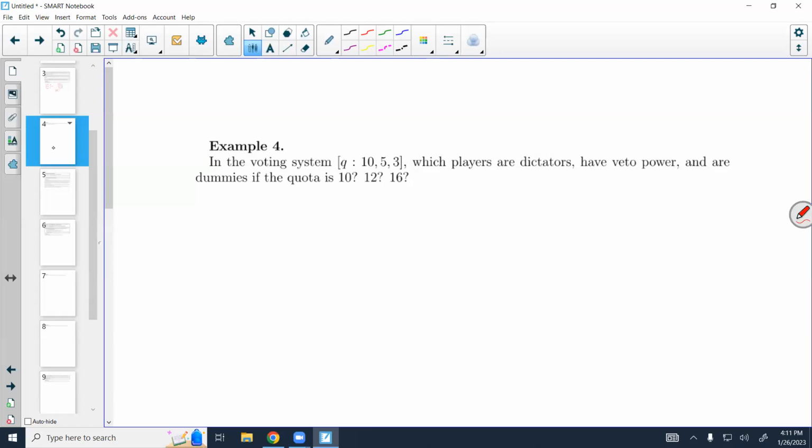Okay, let's look here. Have the voting system with, we're going to use various quotas. Which players are dictators? Which have veto power? And which are dummies? So first one says use a quota of 10. I'm looking at this.